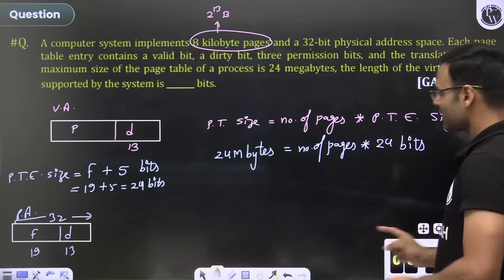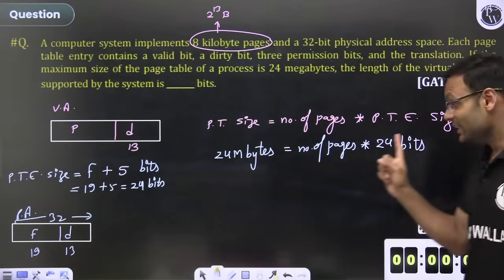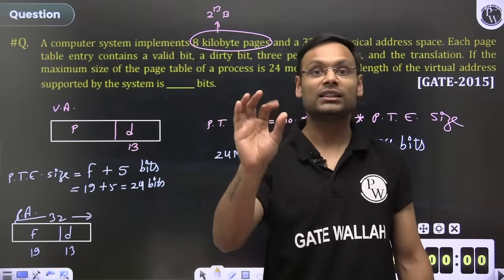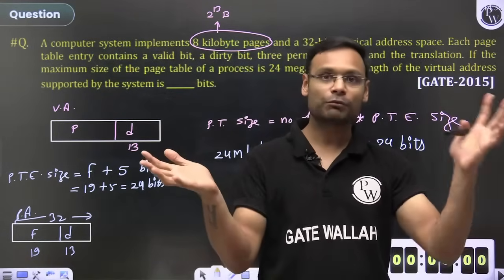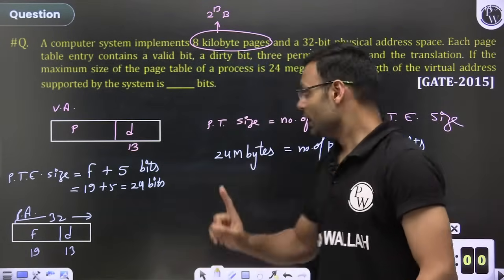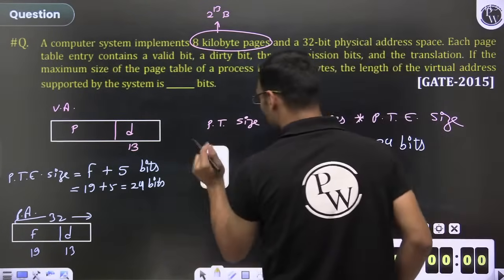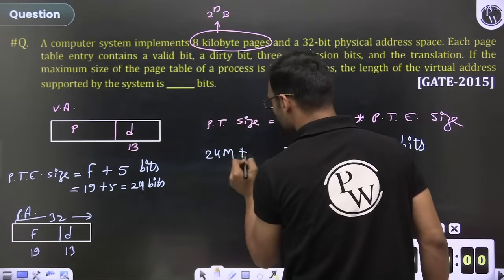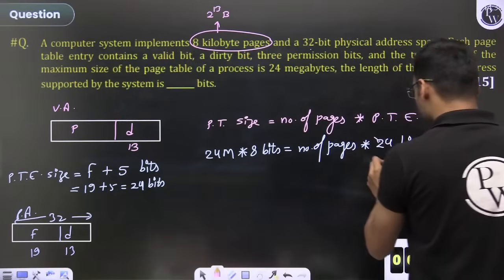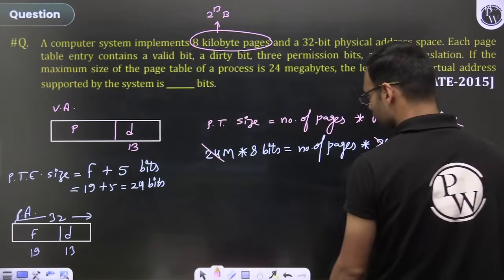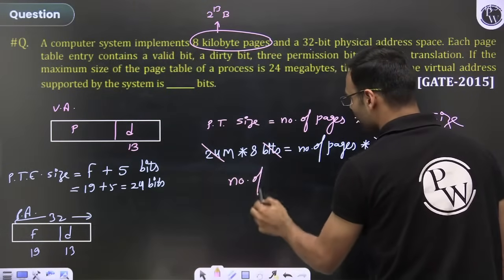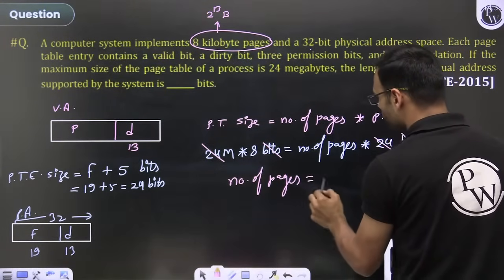But the problem is, this is given in bytes and this is given in bits. Since childhood we have been learning that if we put two different quantities together, their units should be equal. Let's convert this byte into bits. So I'm writing 24 mega into 8 bits. 24 and 24 cancel, bits and bits cancel. Number of pages will be equal to 8 mega.